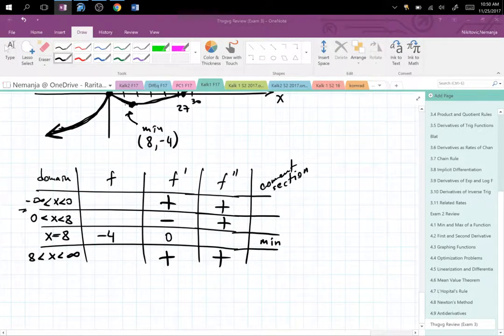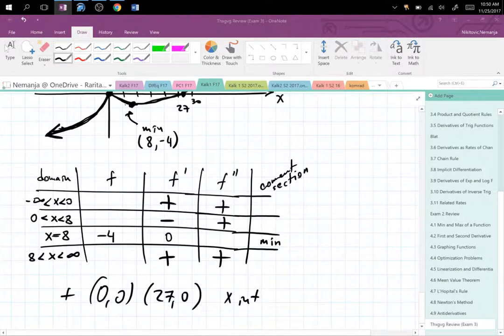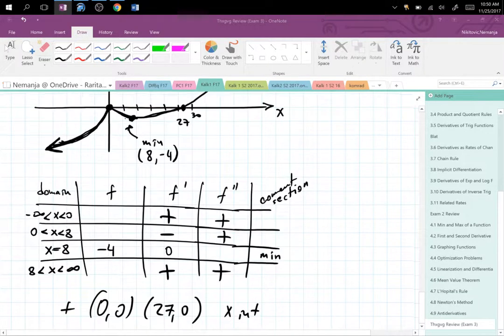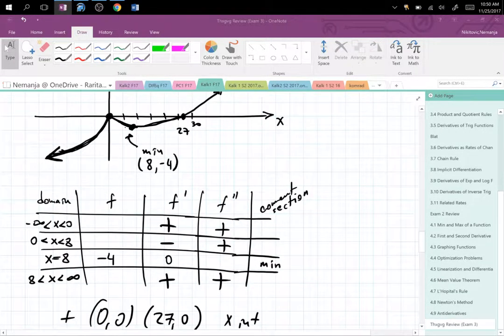There has to be a row over here for 0, 0. That's the x-intercept and the y-intercept. And for 27 as well. Maybe I can write it on the side. Plus 0, 0 and 27, 0, x-intercepts. Now you all immediately know that 0, 0 is a y-intercept as well. So you get this chart, and you get the empty grid.